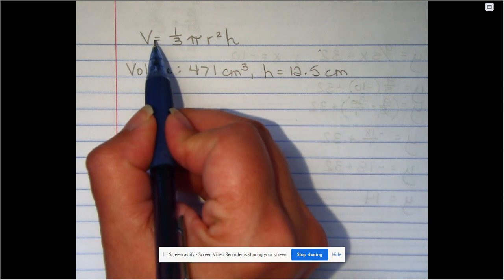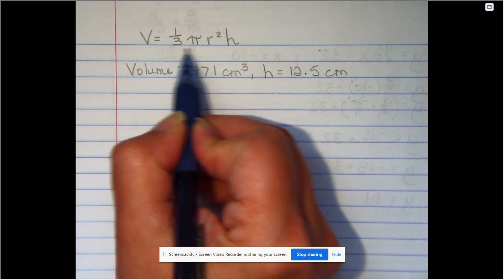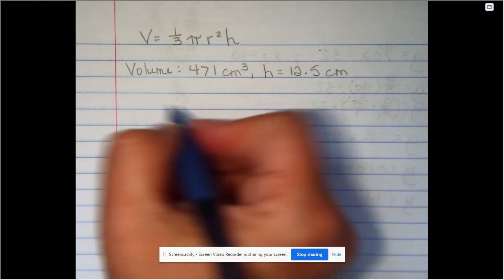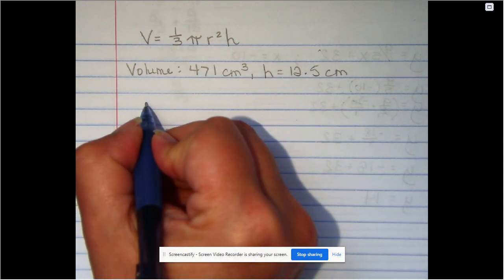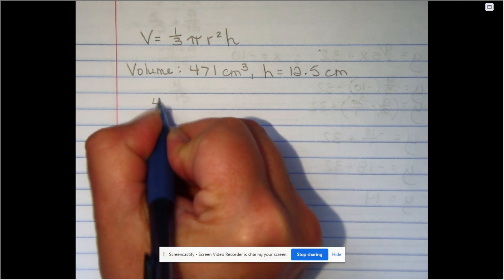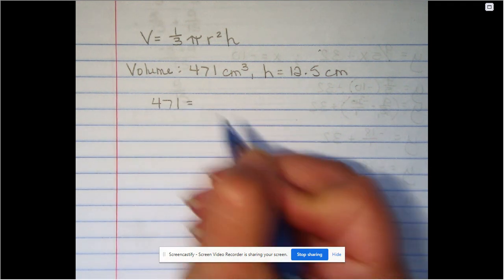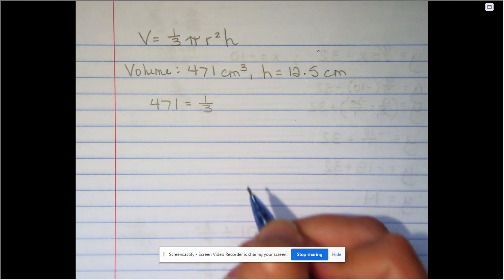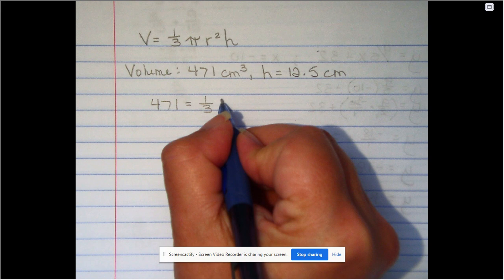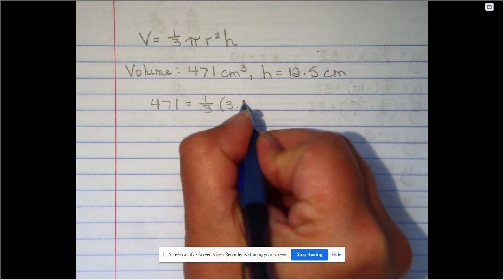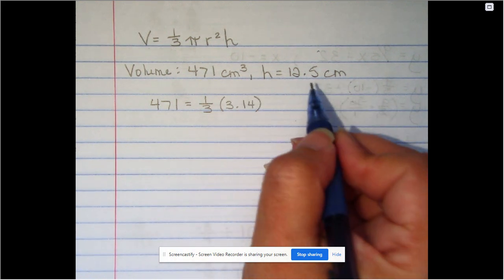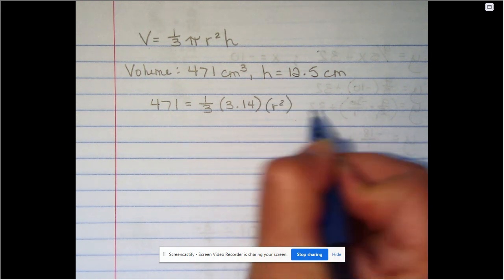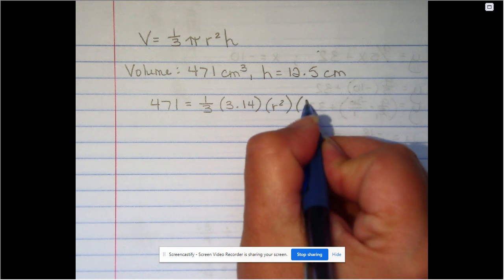So the equation is right here. Volume equals 1/3 times pi, radius squared, height. I'm going to put in the pieces that I know. The volume is 471. And that's equal to 1/3 times pi. I'm going to use 3.14 for pi, times radius squared, which we don't know, times height.